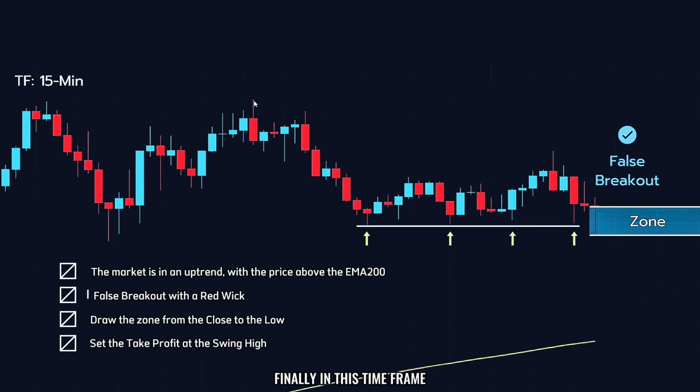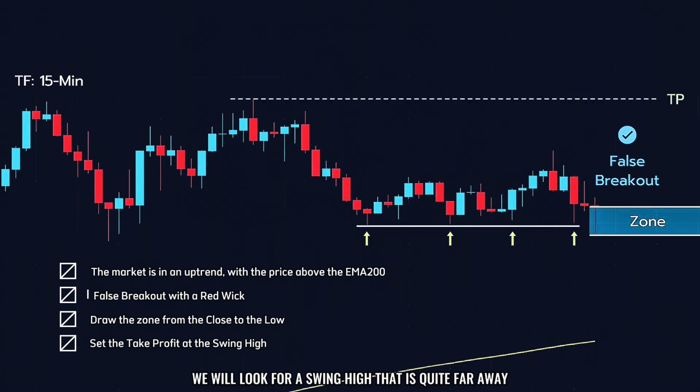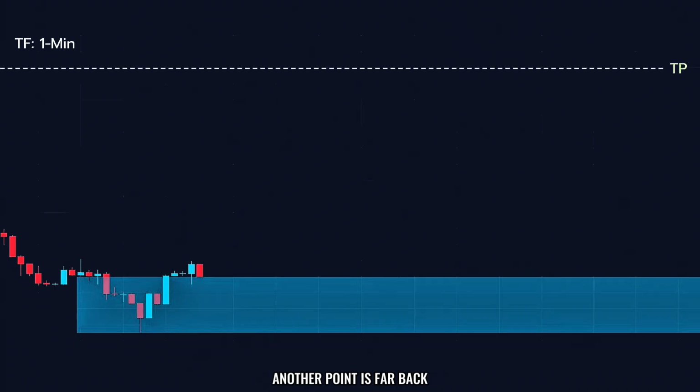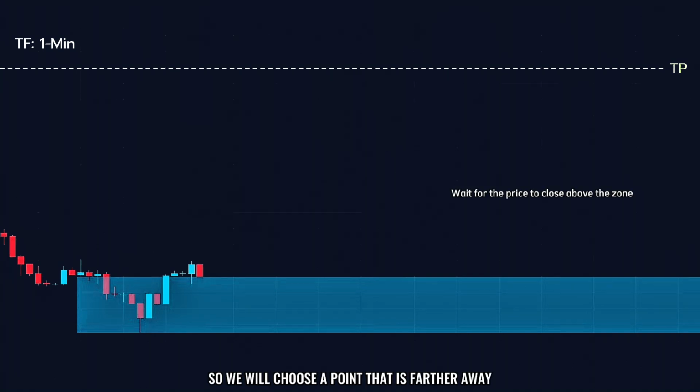Finally, in this time frame, we will find the TP point. With our TP, we will look for a swing high that is quite far away. In this place, there are 2 swing highs. The first point is around here, another point is far back. But because this point is too close, we will choose a point that is farther away to be our TP. Once we get the TP, we will change the time frame to 1 minute. This area is the TP point from the 15-minute time frame.